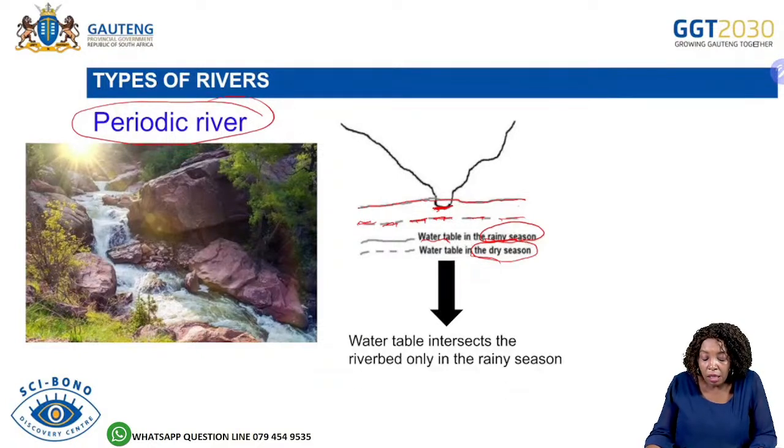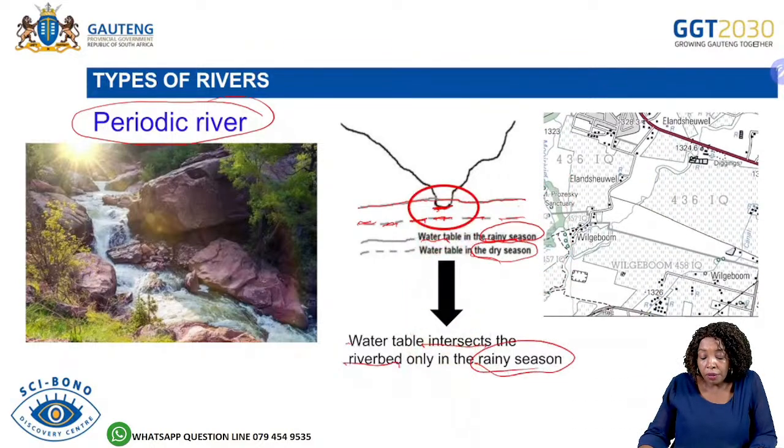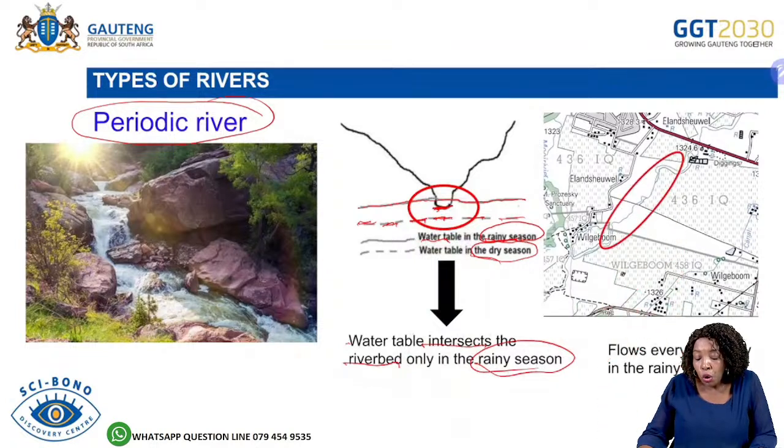So the water table intercepts the riverbed only during the rainy season. So that is the difference that you can draw from what we saw in the previous illustration. All right, then when we go to our map clip, we need to show the difference of what we have identified in the previous map clip.